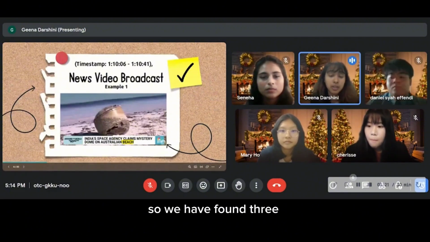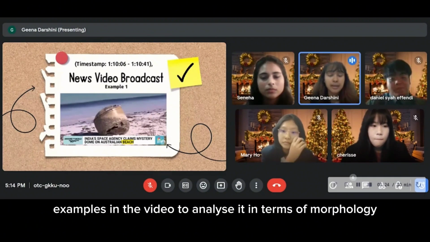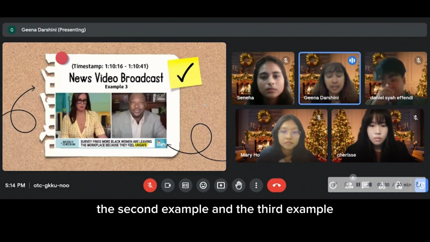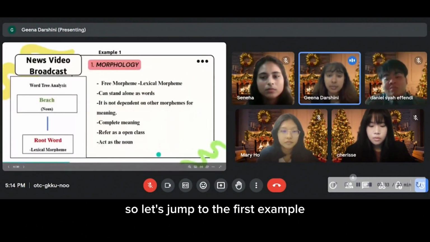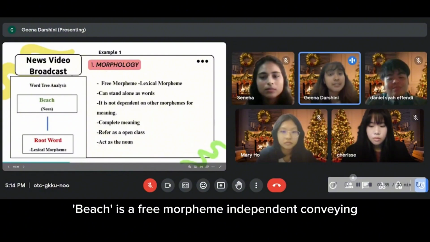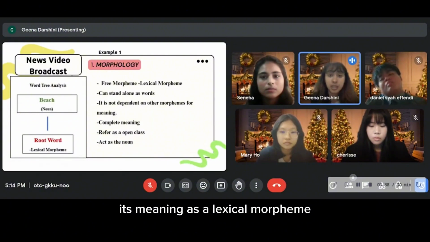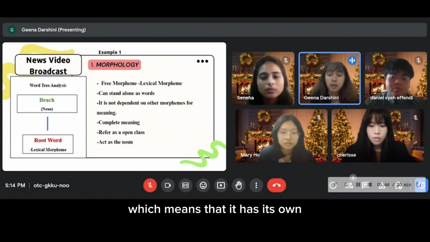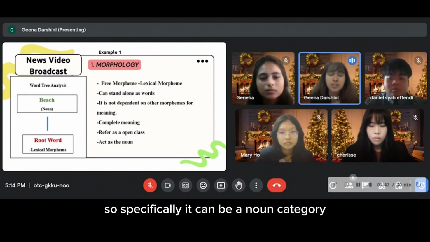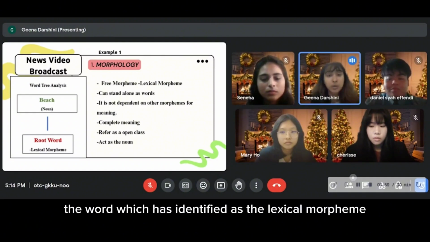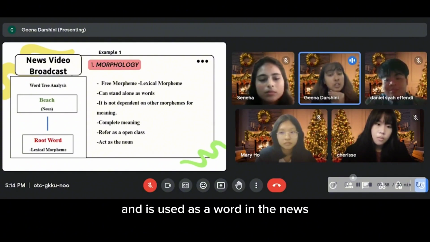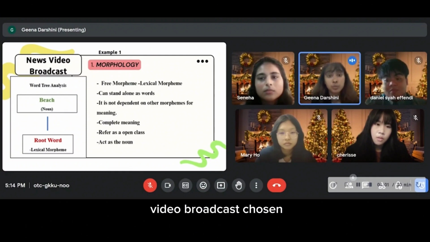So we have found three examples in the video to analyze in terms of morphology. So this is the first example, the second example, and the third example. Let's jump to the first example. In this video, beach is a free morpheme independently conveying its meaning. As a lexical morpheme, it belongs to an open class, which means that it has its own definition and can stand alone. Specifically, it can be a noun category. The word beach is identified as the lexical morpheme, as I've mentioned. The beach is a root word without adding any words to the word itself, and is used as a word in the news video podcast chosen.